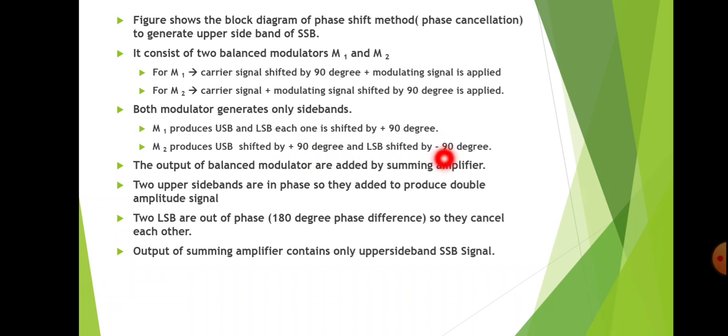But you know that here lower sideband is shifted by minus 90 degree. So two lower sidebands will be subtracted, so they will cancel each other out. So two upper sidebands are in phase, so they add to produce a double amplitude signal. The two LSBs are out of phase, that is 180 degree phase difference, so they cancel each other. So the output of the summing amplifier contains only the upper sideband SSB signal.